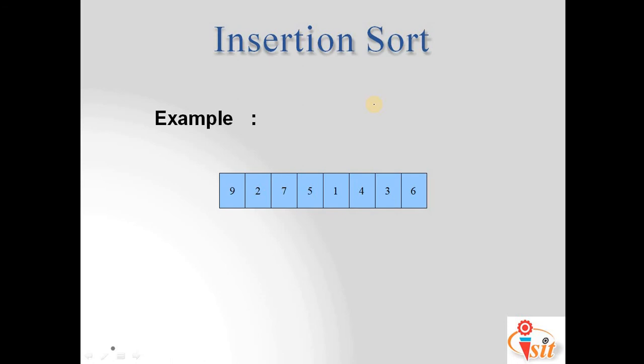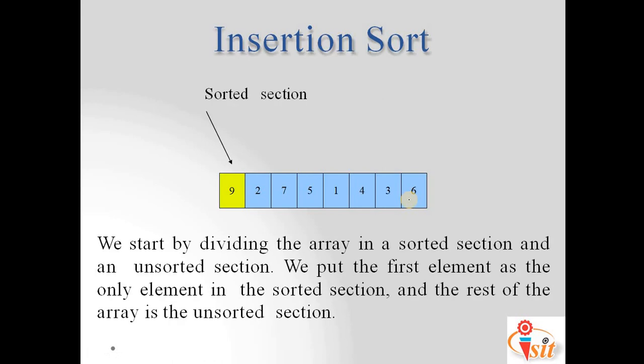Let's take one more example for the insertion sort. We have the elements in their positions like 9, 2, 7, 5, 1, 4, 3 and 6. All the elements are in unsorted order and we need to apply insertion sort to arrange these elements in ascending order.